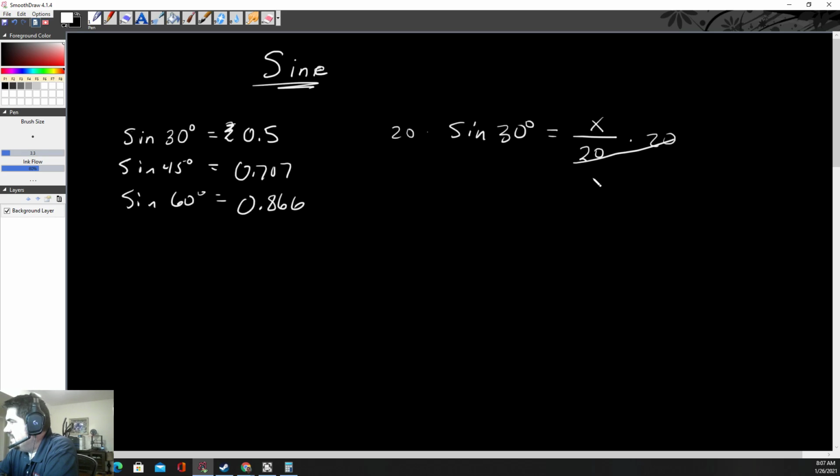And that'll get rid of that. And now we have x on one side, and that's equal to 20 times sine of 30. So 20 times the sine of 30 degrees, okay? So I just need to multiply 20 times the sine of 30. And so go on your calculator and do sine of 30.